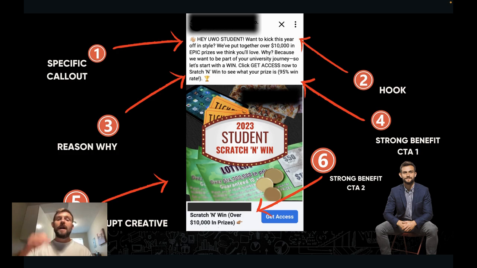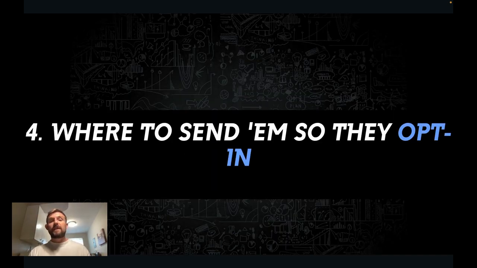And then the last piece of the anatomy of a compelling ad, number 6, is a strong benefit call to action number 2. Okay. And so this is our headline, which says scratch and win over $10,000 in prizes. So very benefit driven, very clear. Next, where are we going to send them so that they opt in? This is the piece where we build our database.